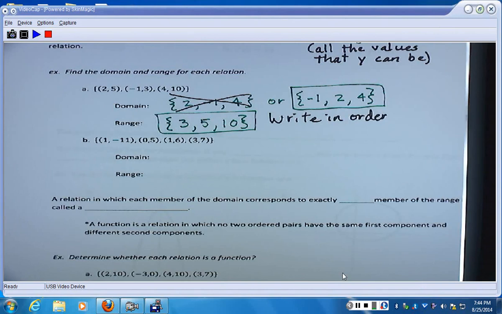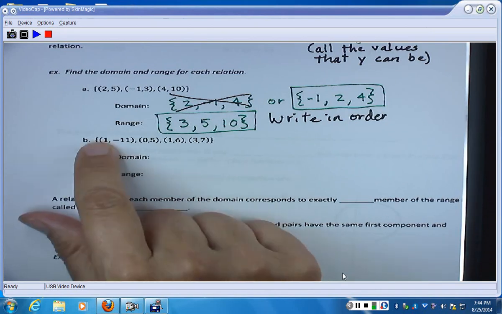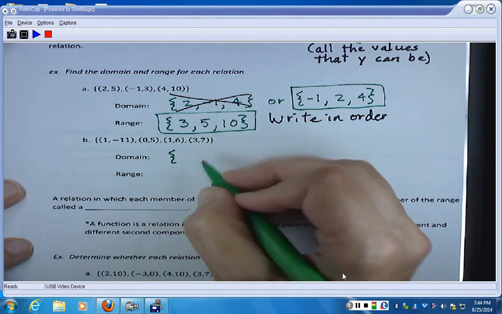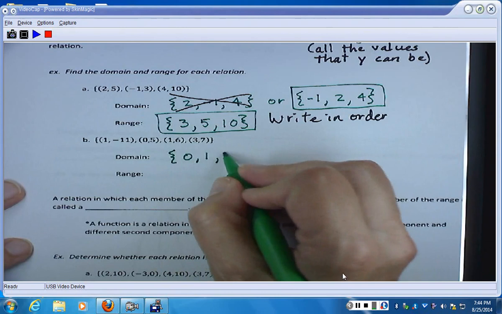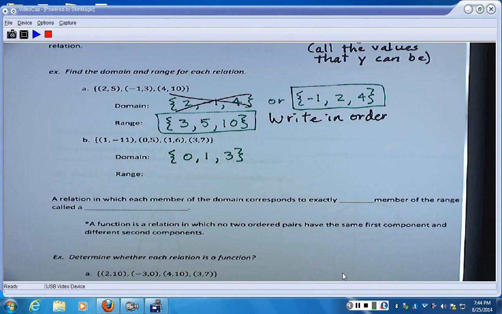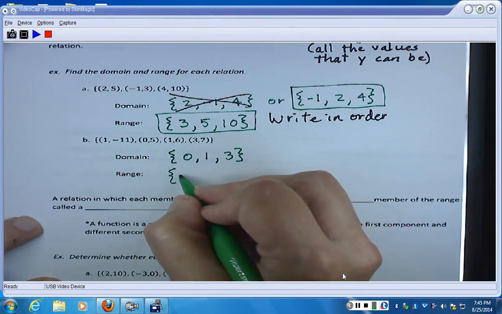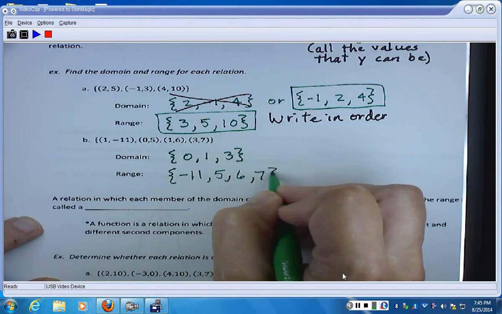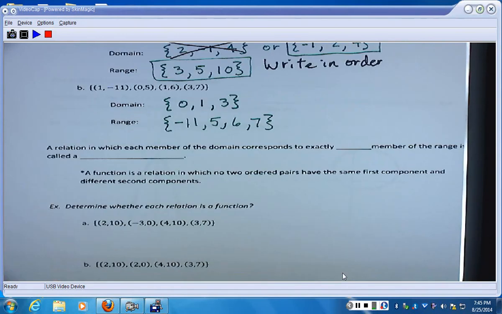Okay, so for x we have a 1, a 0, a 1, and a 3. So the x can be 0, 1, or 3. Just because we have the 1 listed twice doesn't mean we had to list it twice. That's the domain. And the range is what? Did you already figure that out? What's the range? -11, 5, 6, 7. All right. That is in order already. Okay, good job.